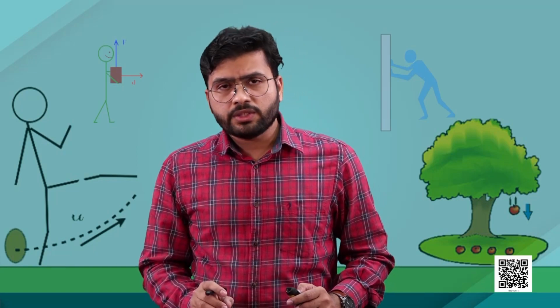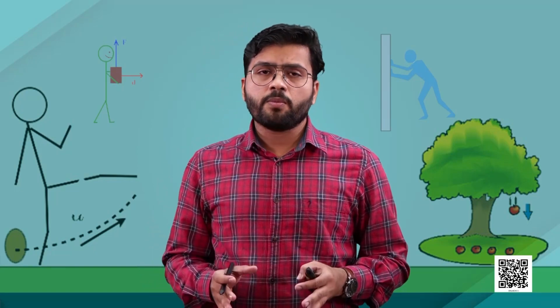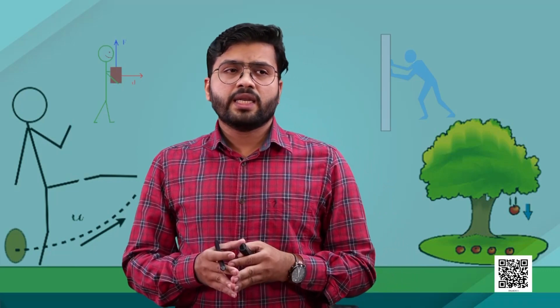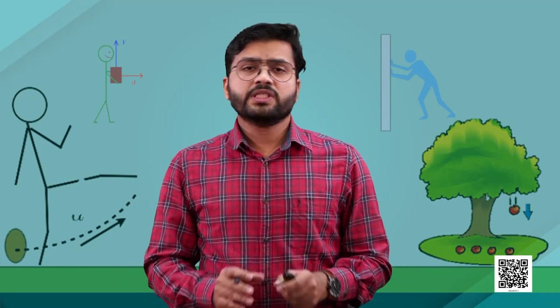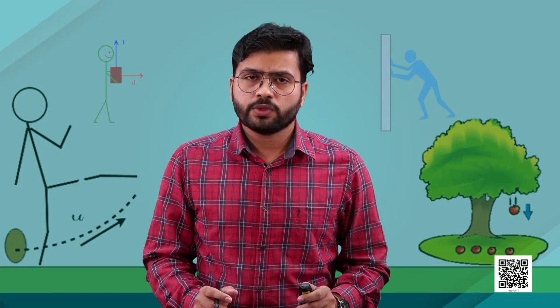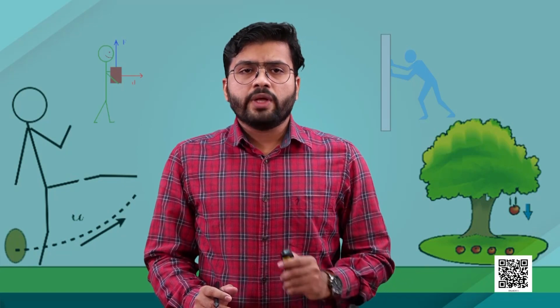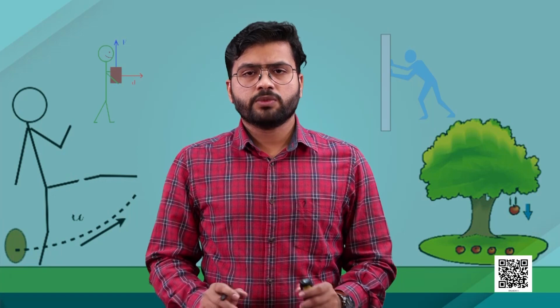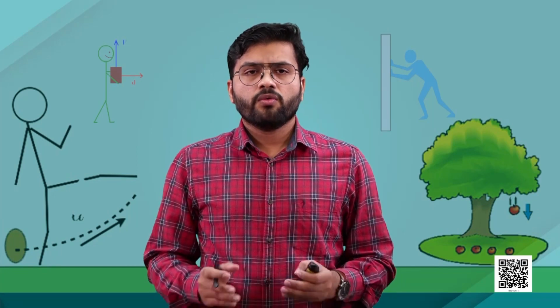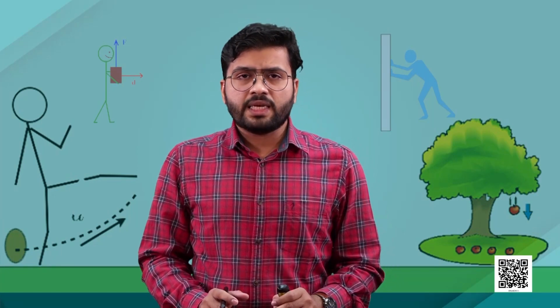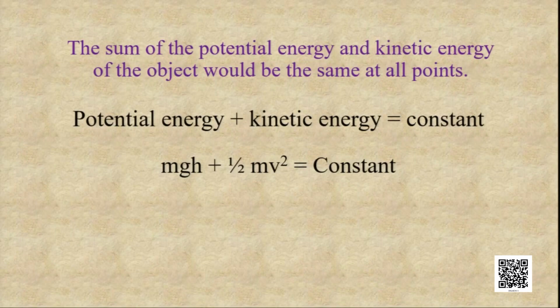I hope all of you understood what the law of conservation of energy is and how the sum of the potential energy and the kinetic energy of an object remains constant during a process. So if you want to express it in terms of an equation, we can say that potential energy plus kinetic energy is equal to constant, that is mgh plus half mv square is equal to constant.